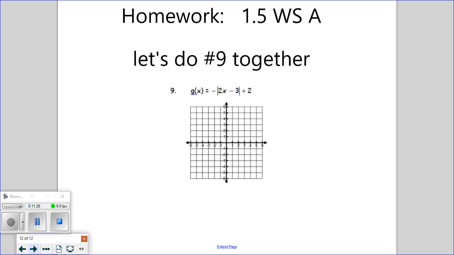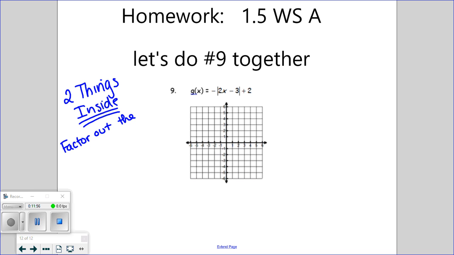All right, your assignment is the worksheet. I am going to look at number 9 with you, and the reason is anytime you have two things inside, it is a special case. And by the two things inside, I mean when we look at this function, the 2 and the -3. So anytime you have a horizontal shrink or stretch and a movement right or left, what you need to do is factor out the horizontal shrink or stretch.